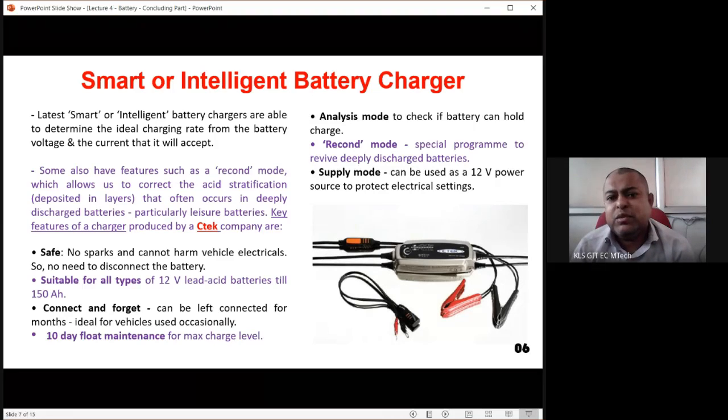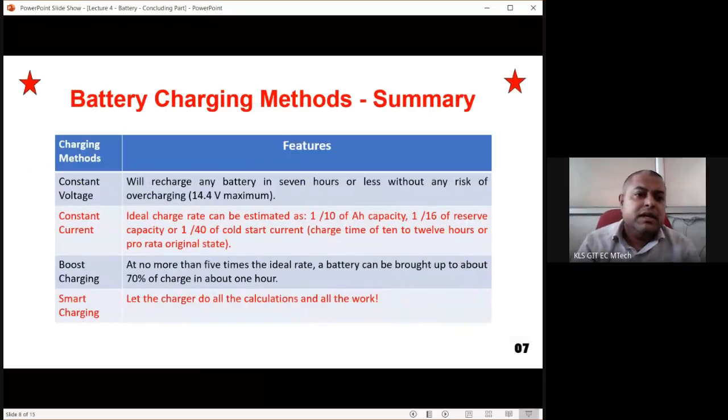So analysis mode is there. Sometimes, if we just connect the two probes to the posts of the battery, the charger will analyze the battery state of charge, and it will decide for how much time and how much charge is to be input to the battery for it to be fully charged. Supply mode can be used as a 12-volt power source to protect the electrical setting. So you can prepare a short note on this smart battery charger.